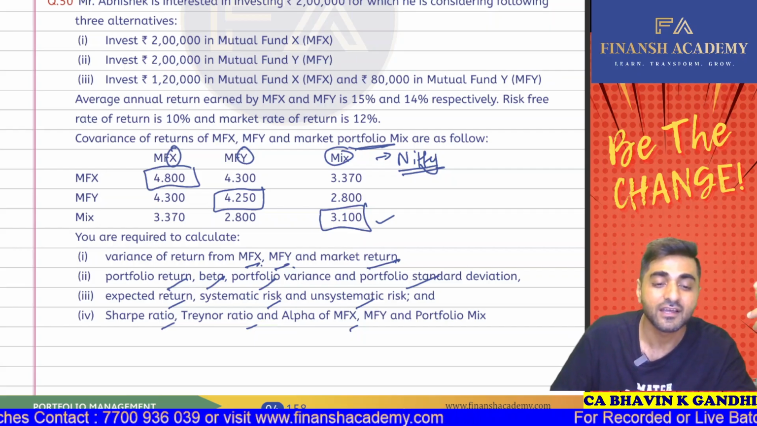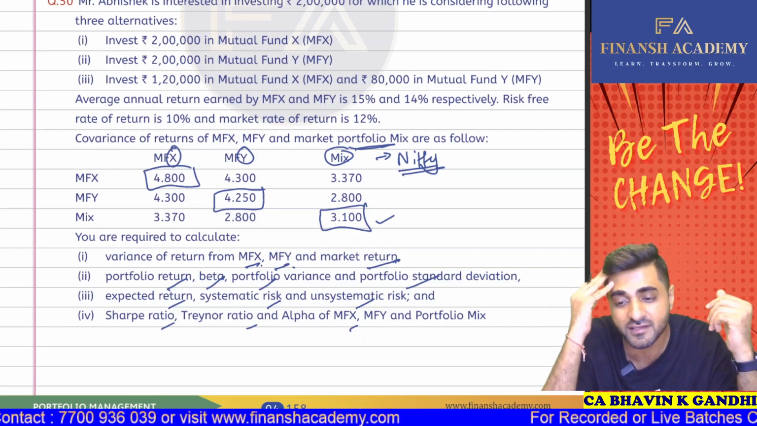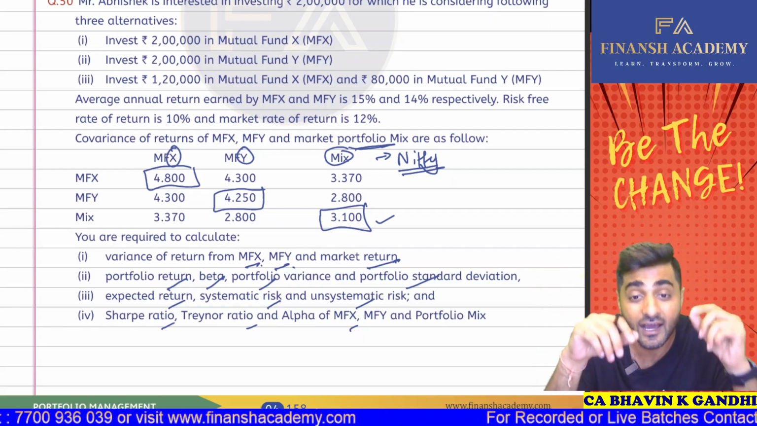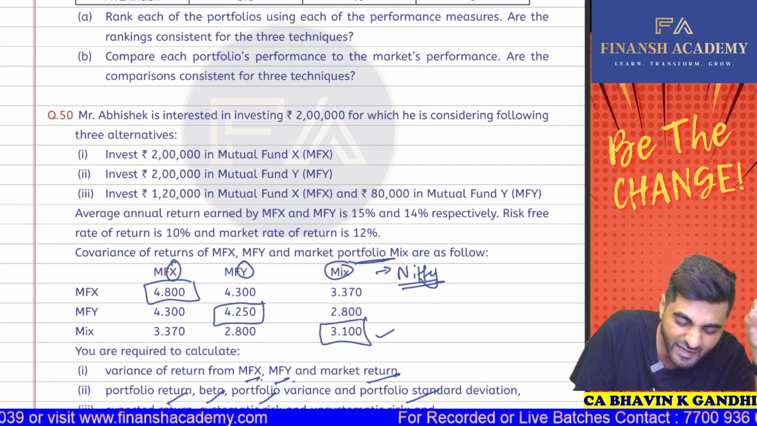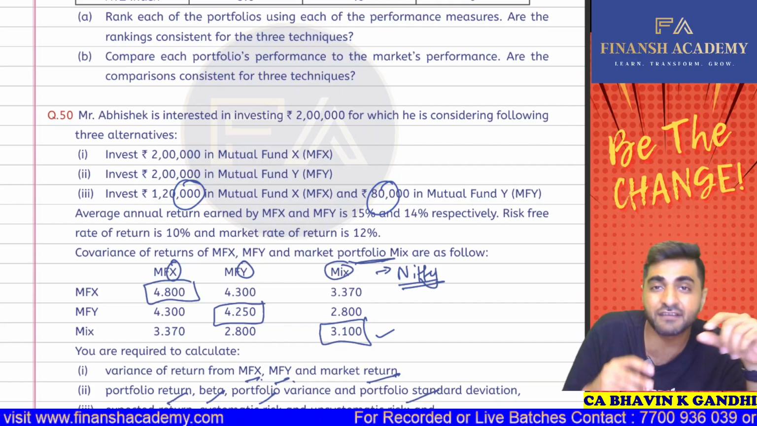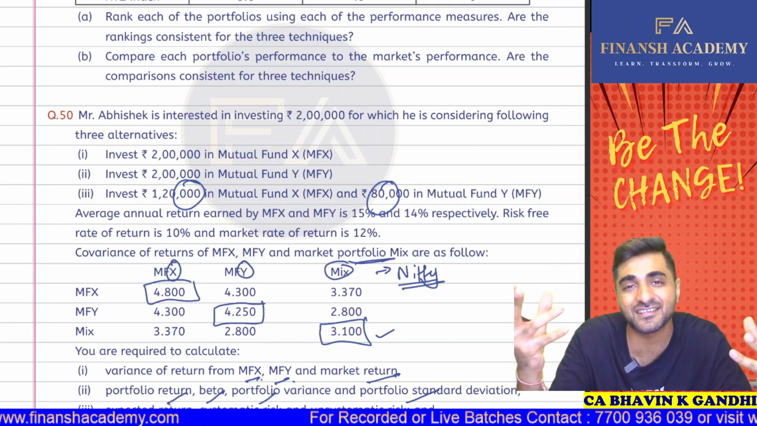Now the second part is what is the portfolio return? So you must be wondering, sir, what's the portfolio which we are creating? We are creating one portfolio by taking 1,20,000 in X and 80,000 in Y. So we have these weights available.